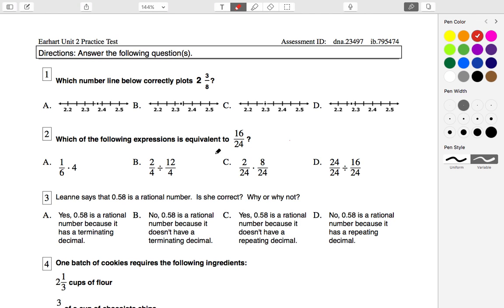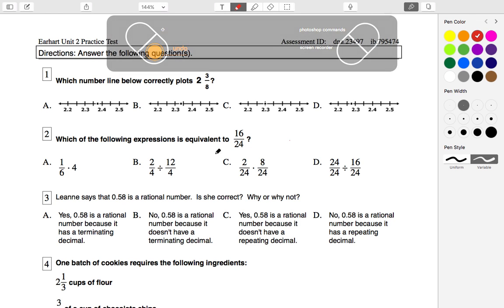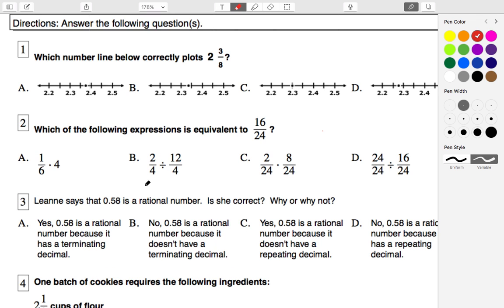Looking at number 1, let's see, hold on. Pause start then.